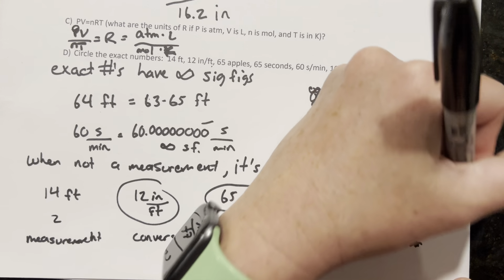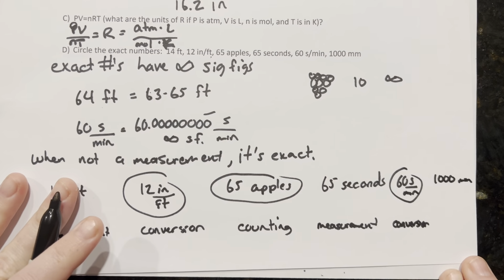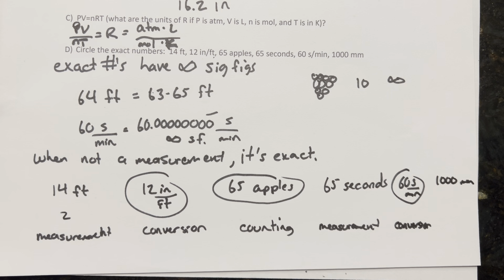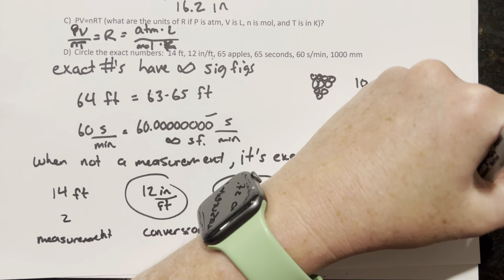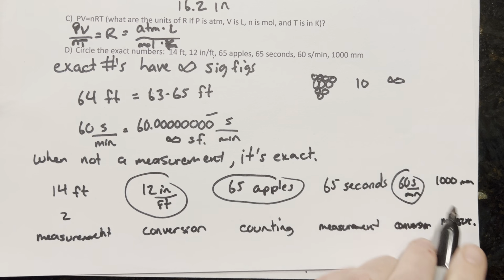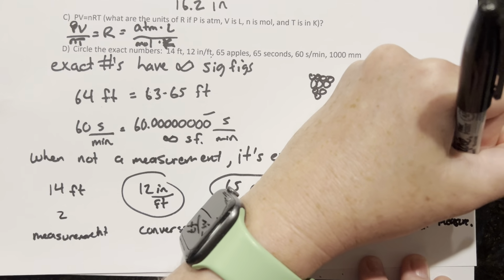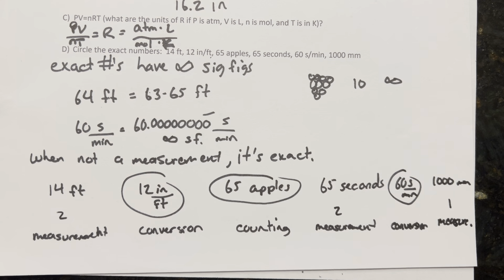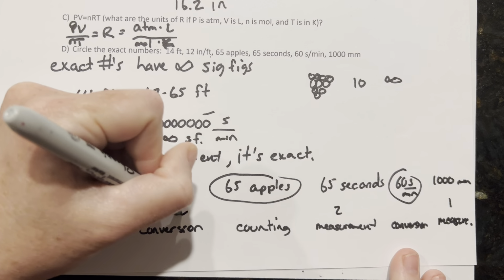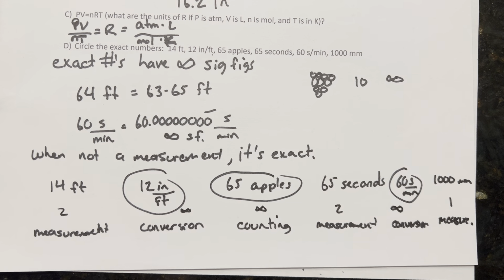And last but not least, 1,000 millimeters. Millimeters is a measurement, and therefore this would only have 1 sig fig. So this guy has 2 sig figs, this guy has 2 sig figs, this one has 1 sig fig, and anything circled has an infinite number of sig figs, which we will use in the next lesson.